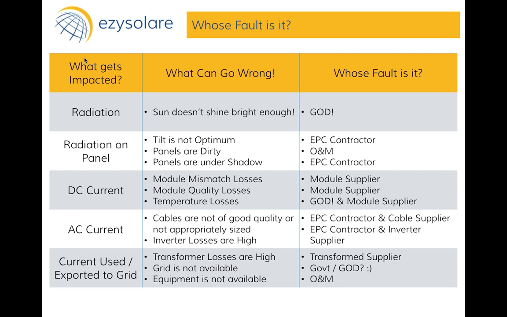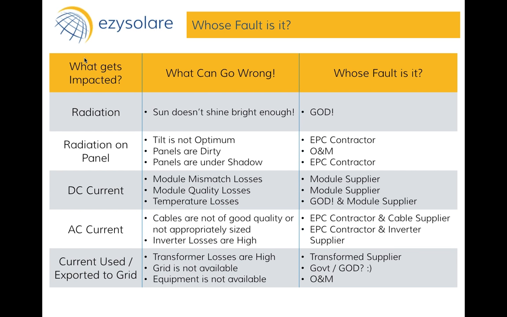If you have a module mismatch loss, then it's the module supplier who is giving you modules of different current ratings in the same row. If it's a module quality loss, then again, the module supplier is to be held at fault. If you're getting higher than normal temperature losses, again, it's a creation of God, nothing that you can do about it. Blame it on global warming. Let's get done with it. In part, you can also blame the module supplier in case the temperature is not too high, but nevertheless, modules are having higher loss.